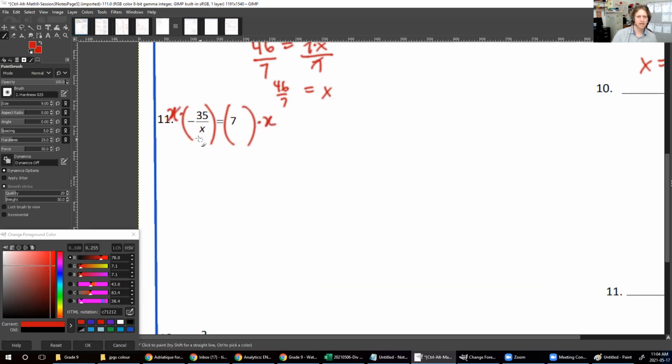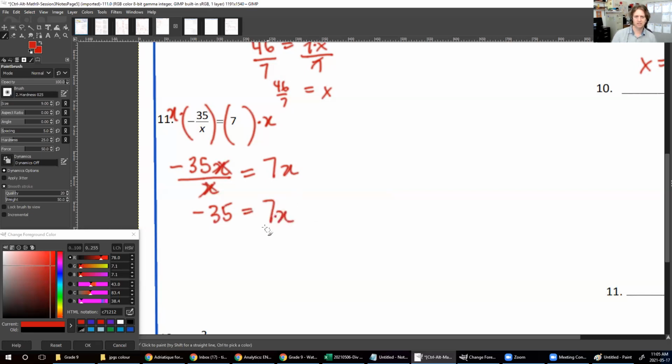The x's will cancel out, but I'm going to show it the other way. 35 times x is 35x over x. The x's will cancel out. 7 times x is 7x. So we have minus 35, and these ones cancel out, and 7x. Now it's an easy problem again.